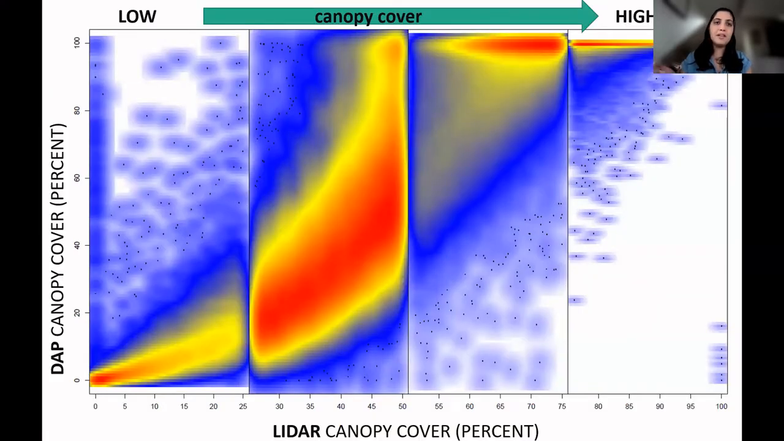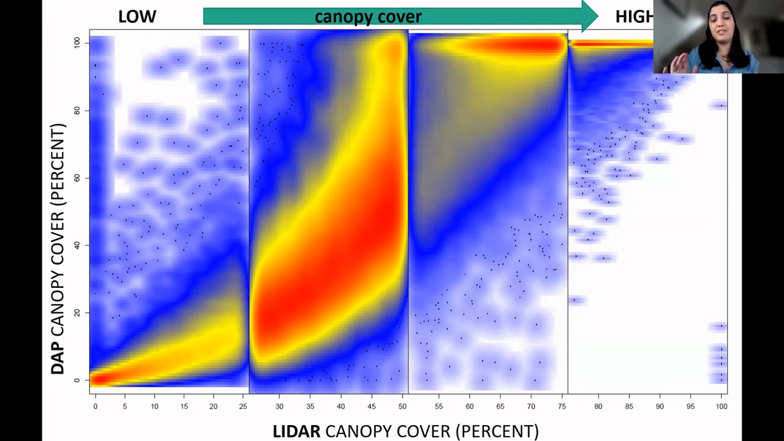This is showing you the same thing, but in a different way. This time, I'm not looking at max heights. I'm looking at LiDAR-derived canopy cover as a percent versus DAP-derived canopy cover as a percent. Again, the same bins. As you can see on the left-hand side, in the lowest canopy cover, there's not the strongest relationship. In the middle bins, with 25 to 75% canopy cover, the two do have a stronger relationship.